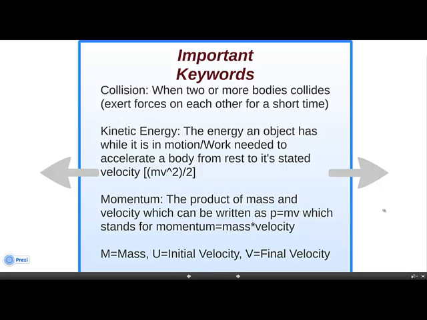Momentum is the product of mass and velocity, which can be written as P equals mv, which stands for momentum equals mass times velocity. The three letters down here I'm going to use in my presentation. m stands for mass, u stands for initial velocity, and v stands for final velocity.